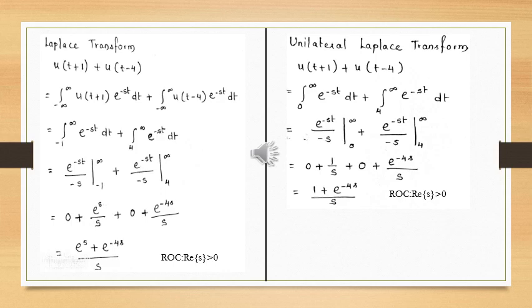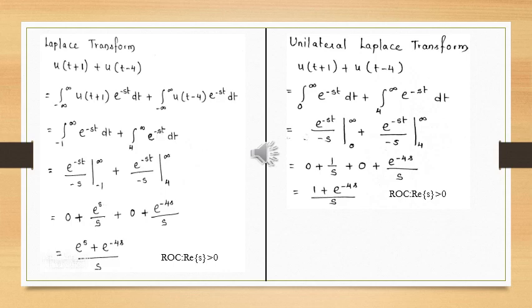Applying the Laplace transform on the given signal individually, we get integral minus infinity to infinity u of t plus 1 e raised to minus st dt plus integral minus infinity to infinity u of t minus 4 e raised to minus st dt. Now, for the first integral, we have the u of t plus 1 term, which has a value equal to 1 from minus 1 to infinity. For t less than minus 1, u of t plus 1 is equal to 0. So we change the limits of the integral to minus 1 to infinity e raised to minus st dt.